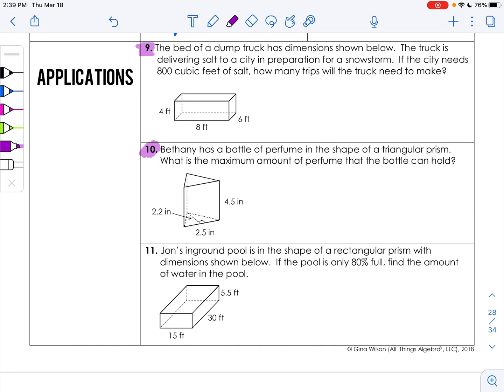And number 11, John's in-ground pool is in the shape of a rectangular prism with the dimensions shown below. If the pool is only 80% full, find the amount of water. So number 10, we found how much perfume it would hold because it holds it all the way to the top. Well, the swimming pool only goes 80% up. So what you're going to have to do is find the volume of the whole pool and then find 80% of that. So it's like number 9 where you have to find the volume and then use the volume. Go ahead and highlight number 11.